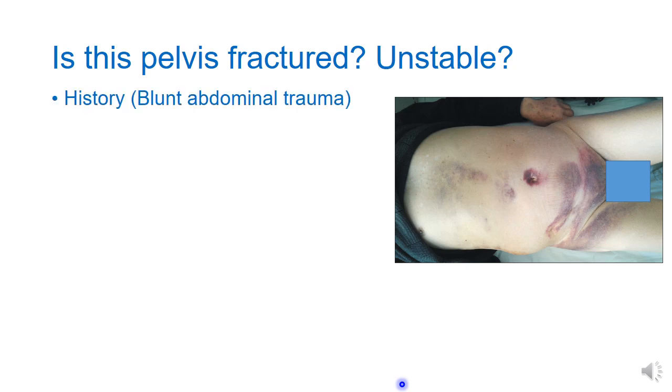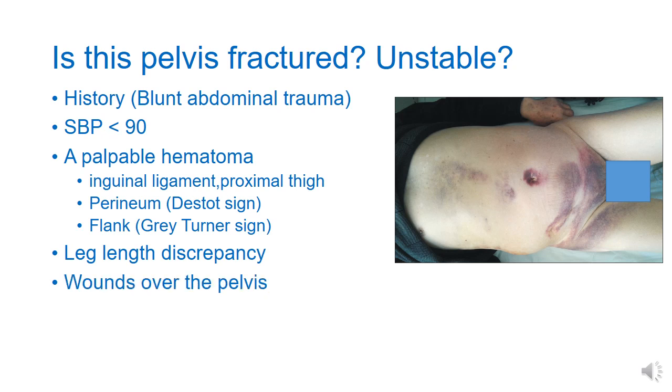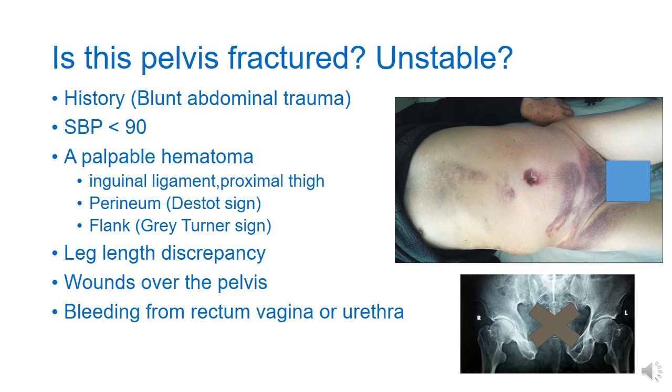If we have a history of blunt abdominal trauma, if the systolic blood pressure is less than 90, and if we have a palpable hematoma in the inguinal region, the proximal thigh, or the perineum, called the Destot sign, or in the flank, called the Grey Turner sign, this means that the patient may have an unstable pelvis with a significant amount of bleeding. Also, if you have leg length discrepancy, it means that we may have a deformity caused by pelvic fracture. And of course, if you have wounds around the pelvis, especially from the hidden areas, from the rectum, vagina, and urethra. Still, we don't have x-rays. We don't need x-rays in this situation. We need to save the patient's life first.